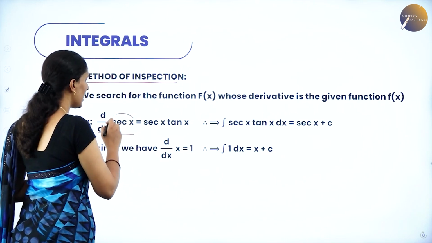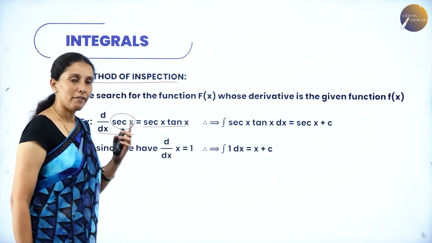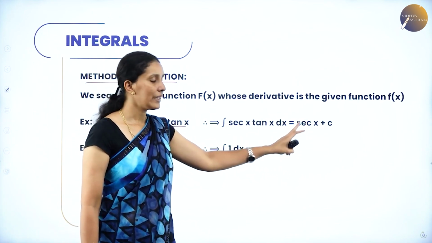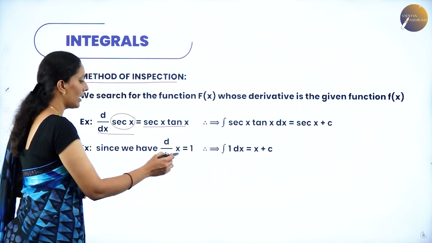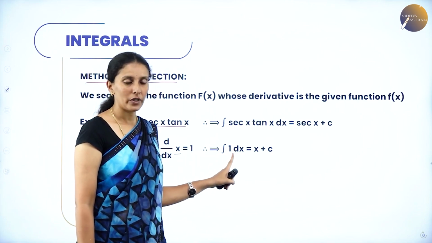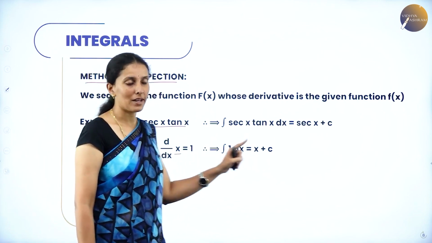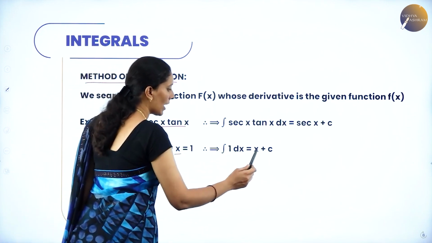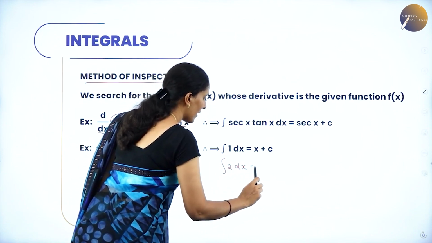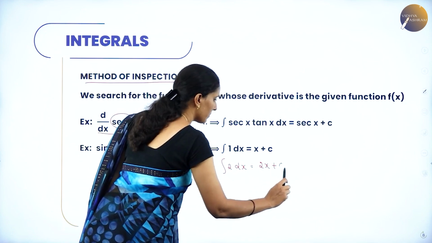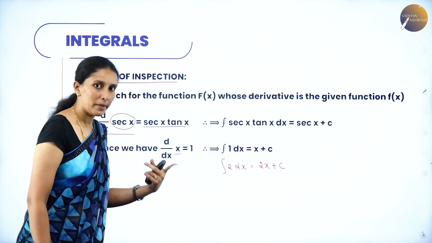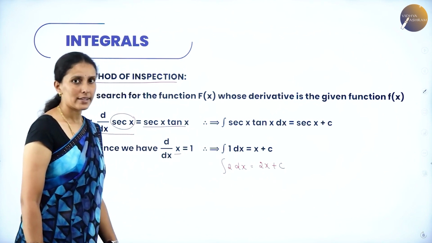Since the derivative of secant x is secant x tan x, whenever integration of secant x tan x is given, I can write the function as secant x plus c. Similarly, the derivative of x is 1. Thus, integration of any constant with respect to dx can be represented in terms of x plus c. Since we have 1 here, we can clearly write x plus c. Suppose we have integration of 2 dx, I can write this as 2x plus c. So, integration of any constant with respect to dx can be written as constant into x plus c.